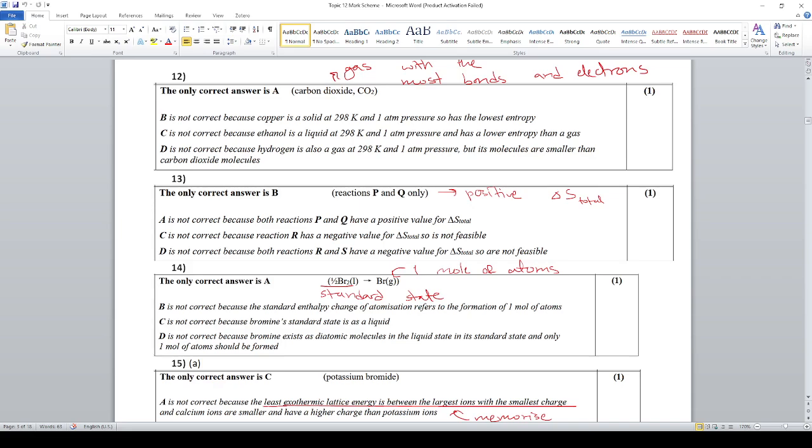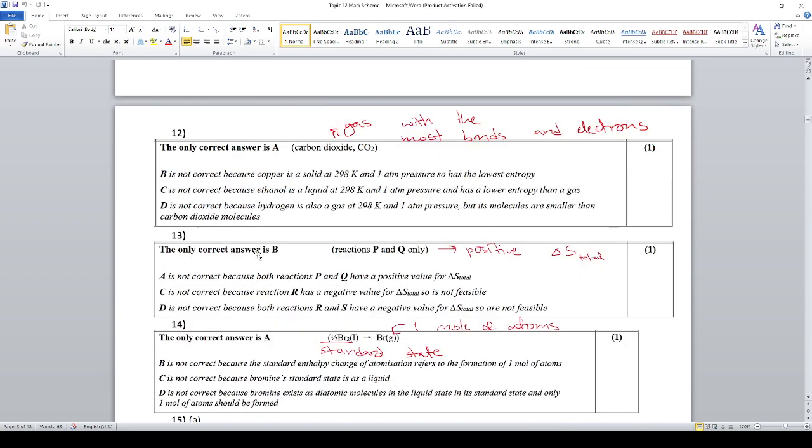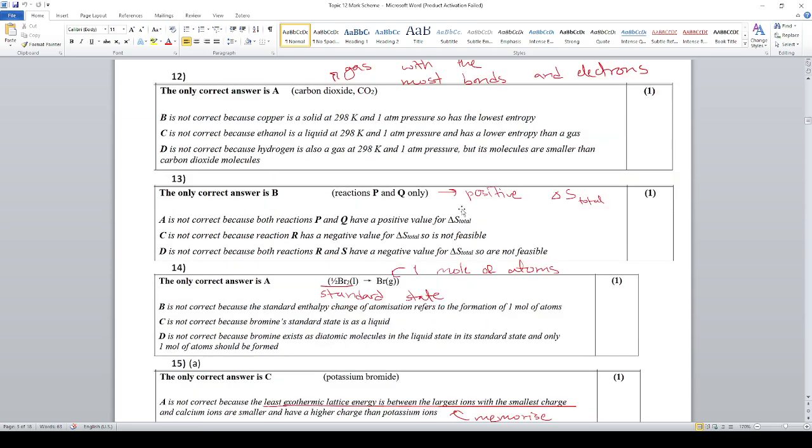Number 12 is, once again, highest standard molar entropy. By now, it should be pretty easy to figure out how those things work. In this question, we can immediately eliminate copper and ethanol because copper is a solid and ethanol is a liquid. So yes, technically, ethanol has the most electrons, it has the most ways it can arrange its bonds, but because it is a liquid, we can eliminate it. So that leaves us with hydrogen and carbon. Between hydrogen and carbon, carbon has the most electrons.